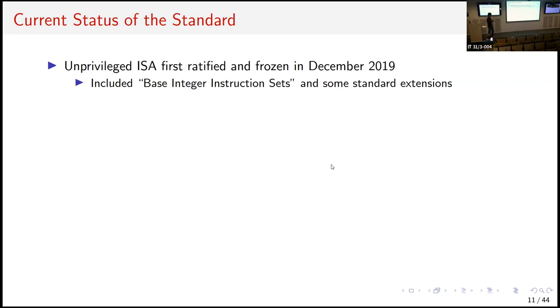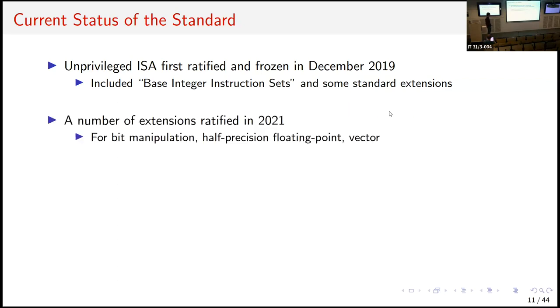So what's the current status? The first ratified and frozen ISA was in December 2019. So that's basically the guarantee that going forward, the ISA is not going to change in a backward incompatible way. That included the base integer instruction set and some standard extensions. I will come back to this.